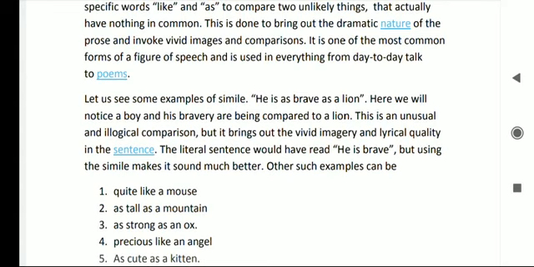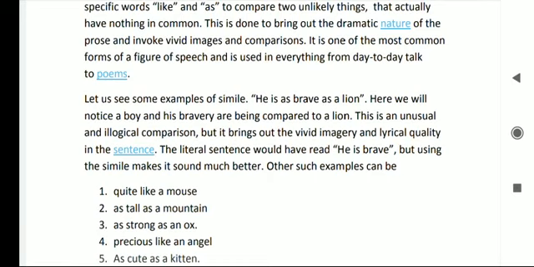He is as brave as a lion. Here we will notice a boy and his bravery are being compared to a lion. This is an unusual and illogical comparison, but it brings out the vivid imagery and lyrical quality in the sentence. The plain sentence would have read, "He is brave," but using the simile makes it sound much better.